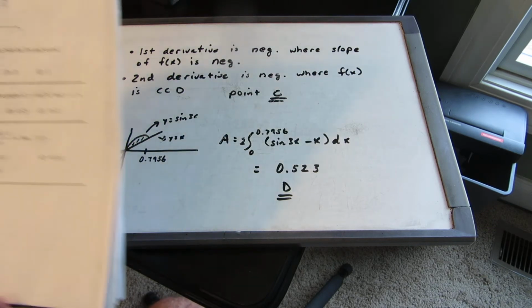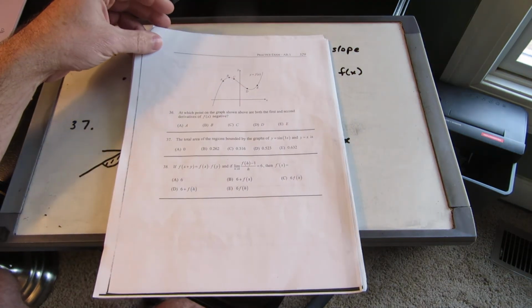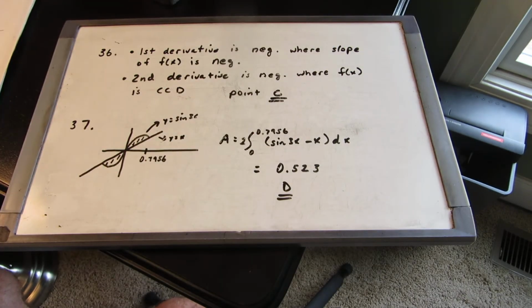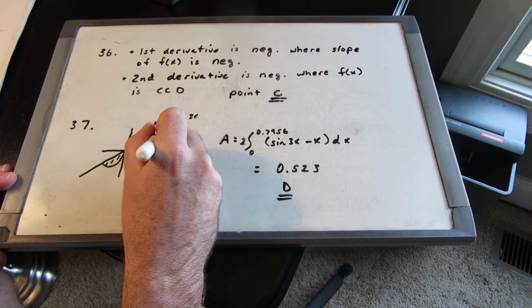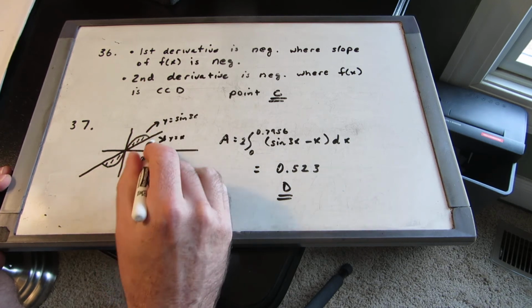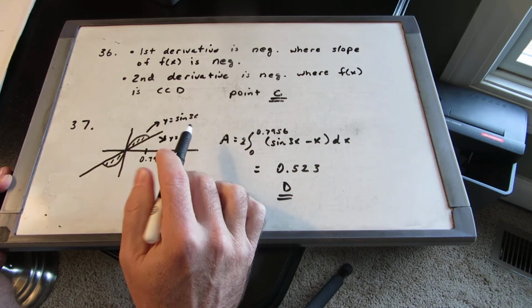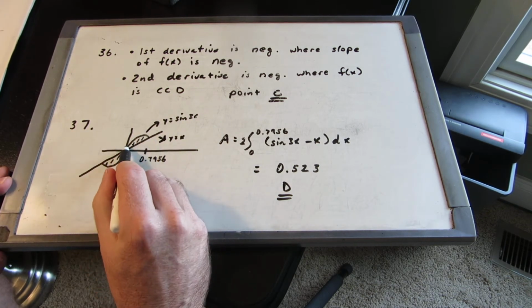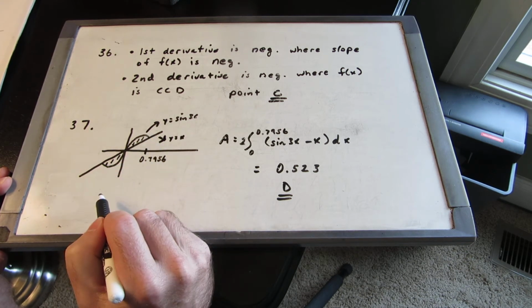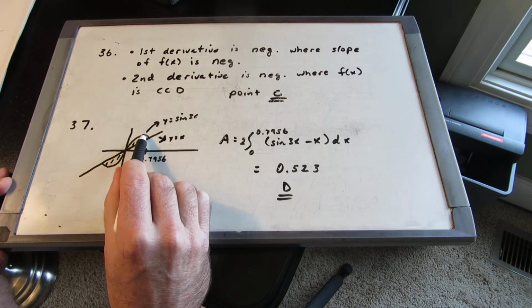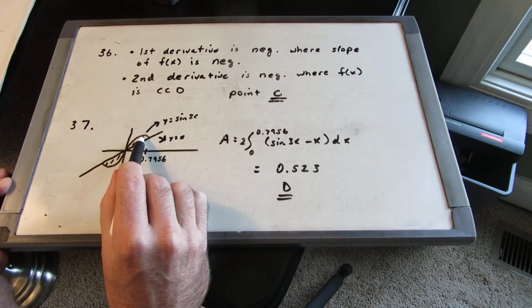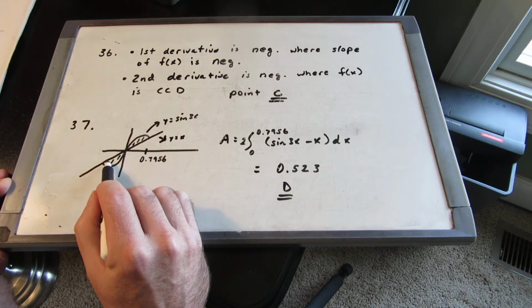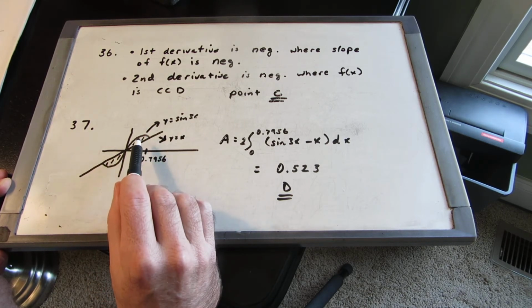On 37, it says the total area of the region bounded by the graphs of y equals sine 3x and y equals x is, okay, I went ahead and drew that out for you. Of course, y equals x is just a 45-degree line. And y equals sine 3x, you could graph this on your calculator if you've forgotten what that looks like, but it's a sine curve. And so what we're talking about, bounded by those two, is y equals sine 3x is on top of y equals x to the right of the y-axis, and to the left it's beneath it. But that is a symmetric graph.